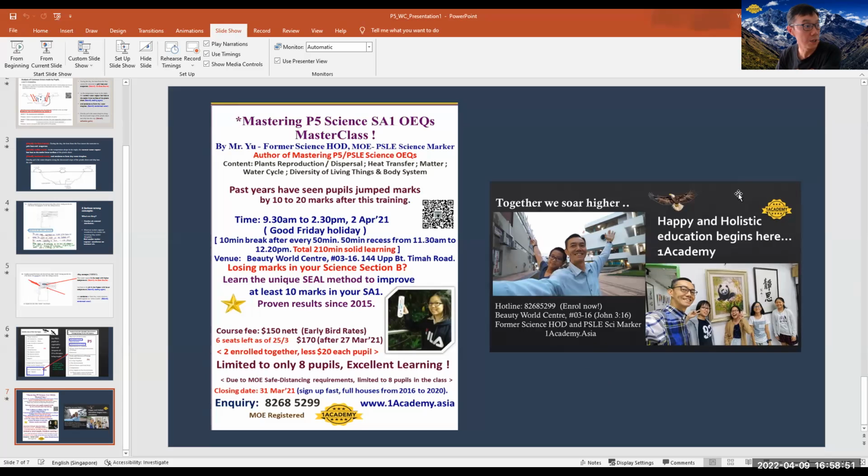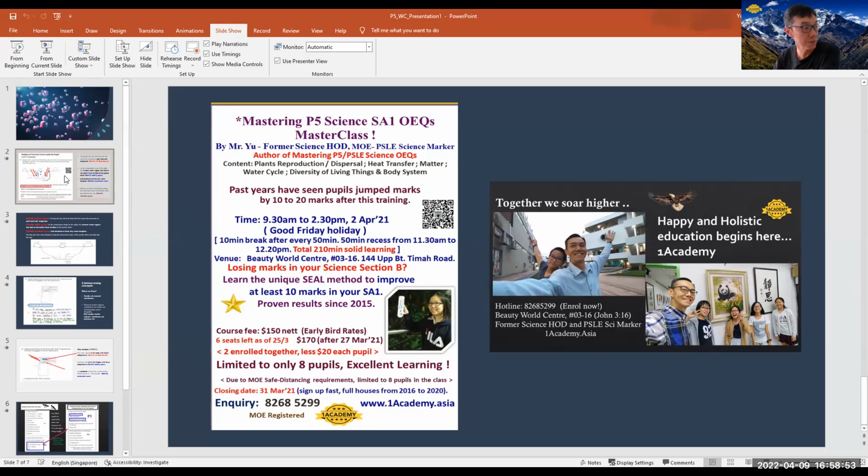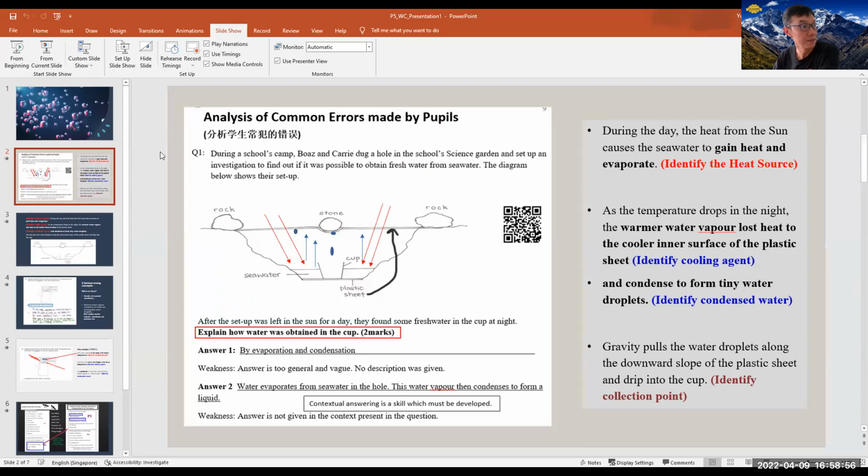I hope you understand this basic concept. Just to reiterate: you identify the heat source, the cooling agent, and the condensed water vapor. This is a very typical PSLE question, testing students to explain how fresh water can be collected from seawater. It's good that you learn this survival skill, because you may be trapped somewhere without any fresh water, and you can use this method to obtain fresh water from seawater. That's my sharing, and I'll proceed to the worksheet now.